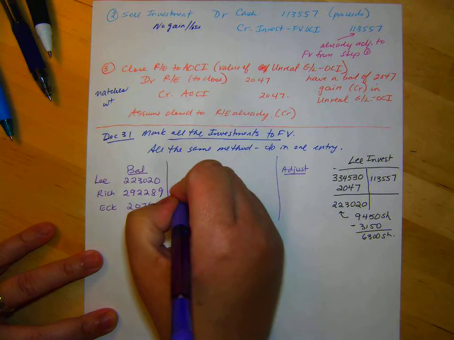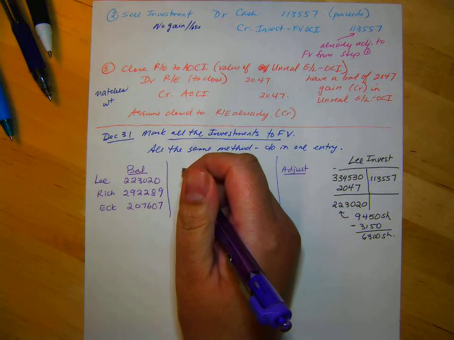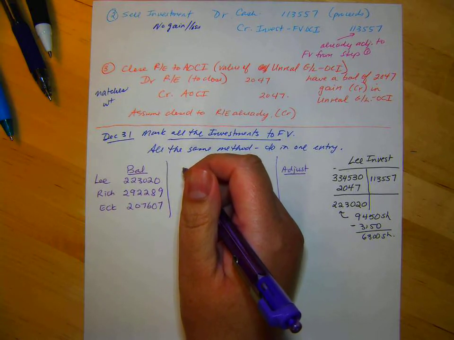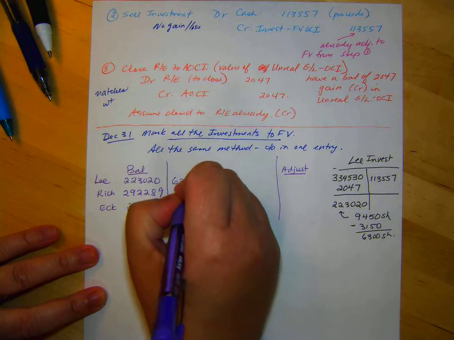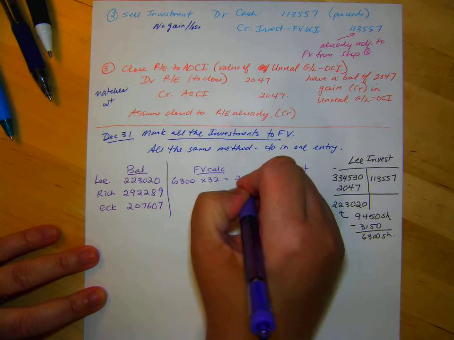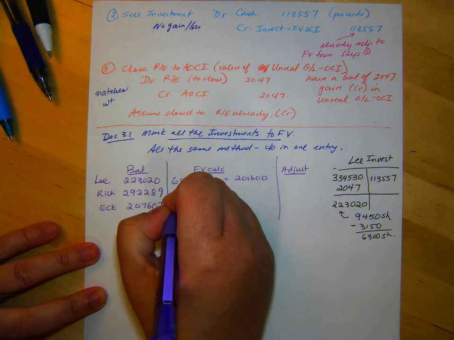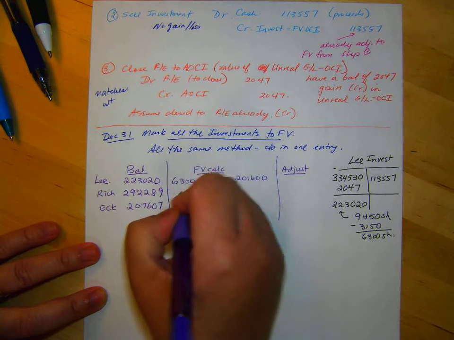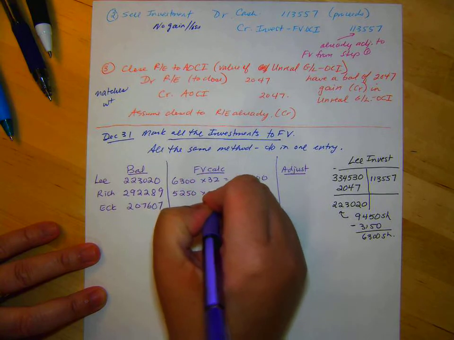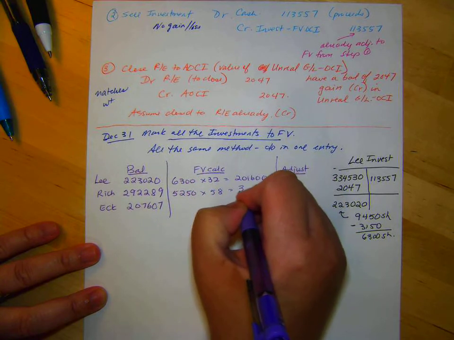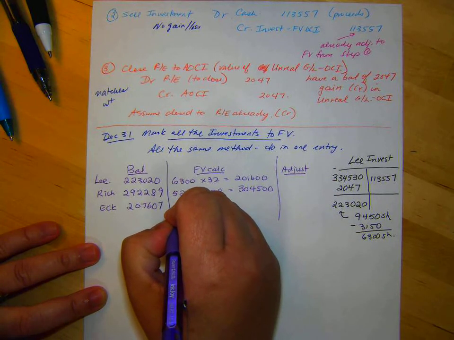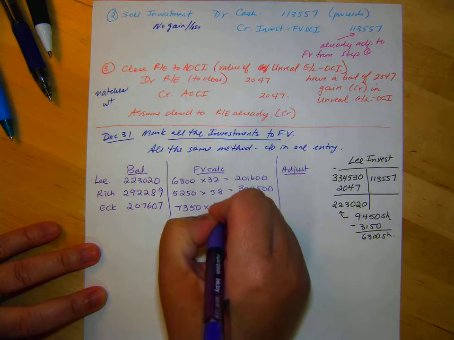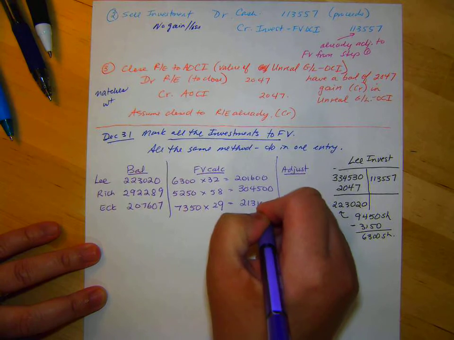So the fair value calculation, it tells us way back on page 8, at the end of the year, 32 for Lee, 201,600, 58 for Richard, and they haven't sold any, 304,500, and $29.7350 shares is 213,150.